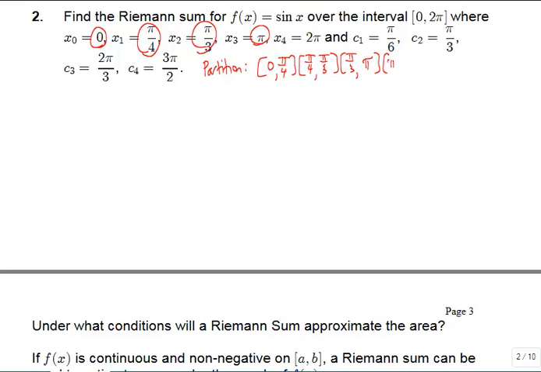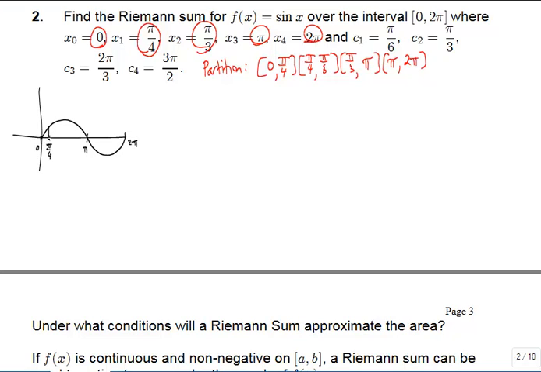And then we're going to pick up at pi and go to 2 pi. So let's draw this out so you can visualize what this looks like. Here's your sine curve from 0 to 2 pi. Here's pi. So our first subinterval starts at 0 and goes to pi over 4. So our first rectangle is going to be on that little width.